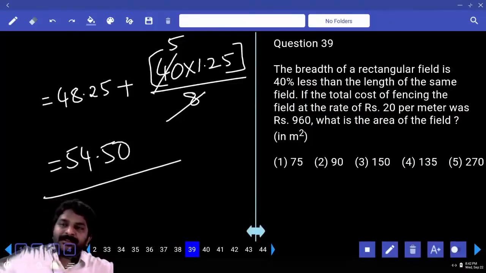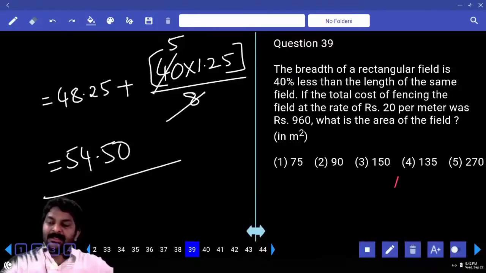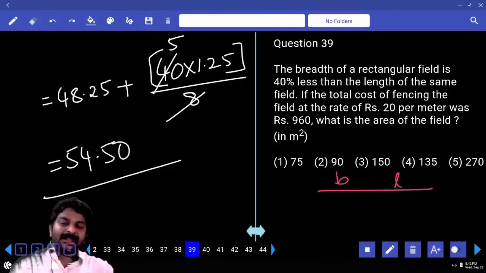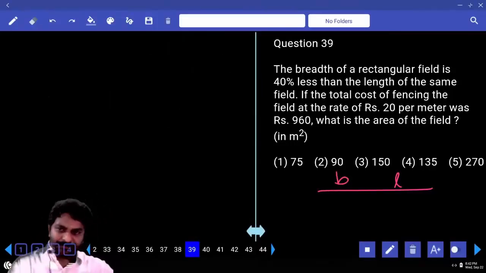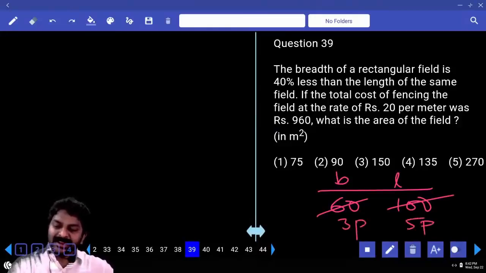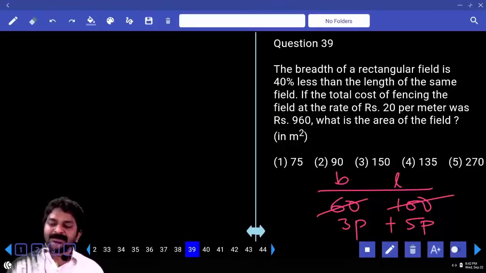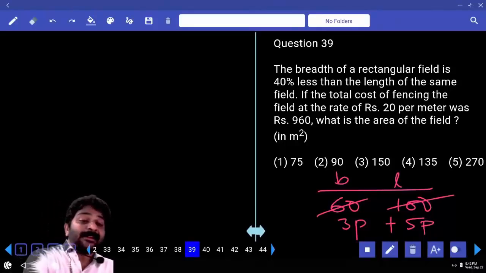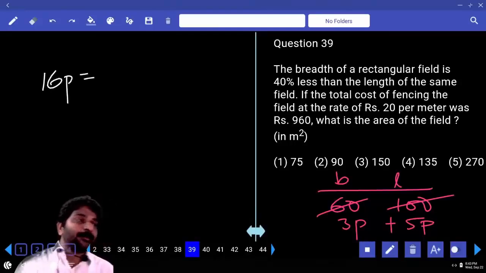The breadth of the rectangular field is 40% less than the length of the field. See, if length is 100%, breadth becomes 40% less. That means 60% only. So the ratio between length and breadth is 5 parts to 3 parts. Is this clear? Next. The total cost of fencing is usually done for perimeter or area or volume? Perimeter. So for a rectangle, perimeter in the sense 2 times of L plus B. What is L plus B in terms of number of parts? 2 times of it, so that is equal to perimeter.